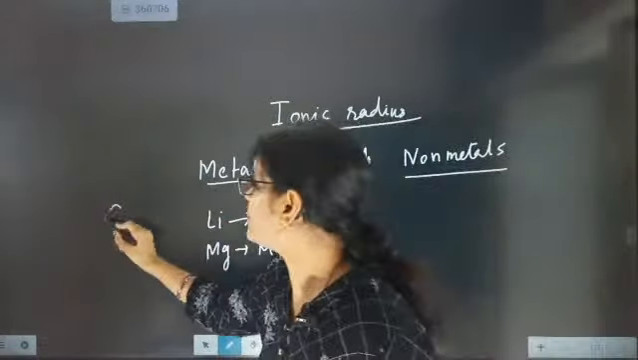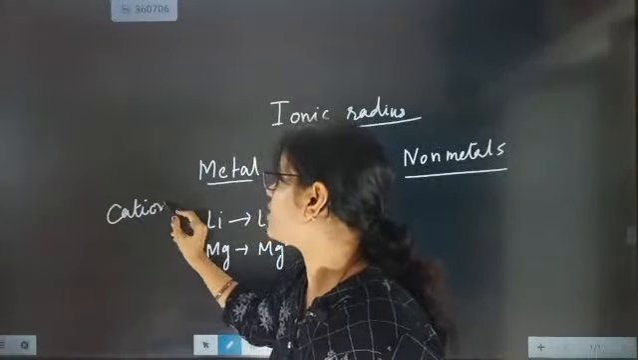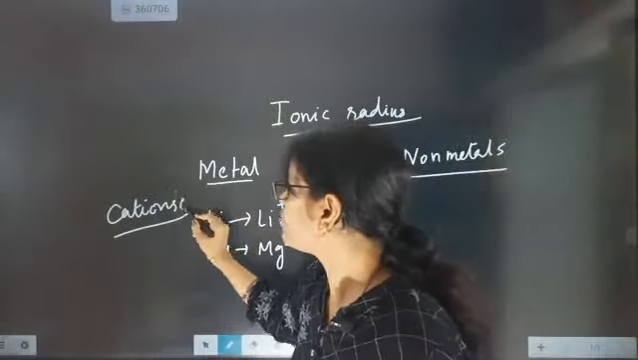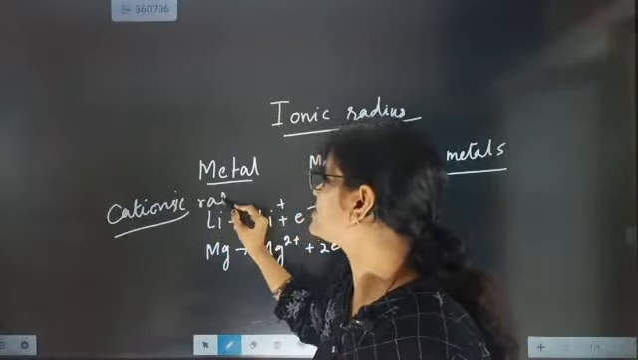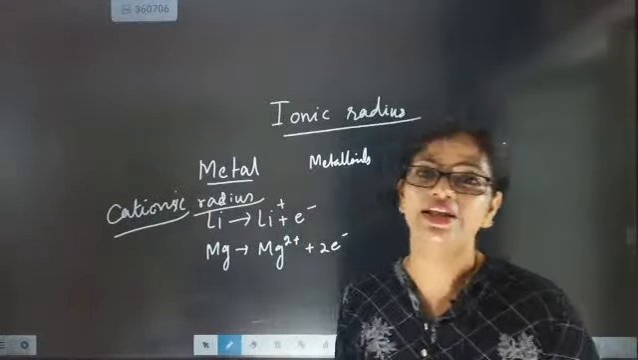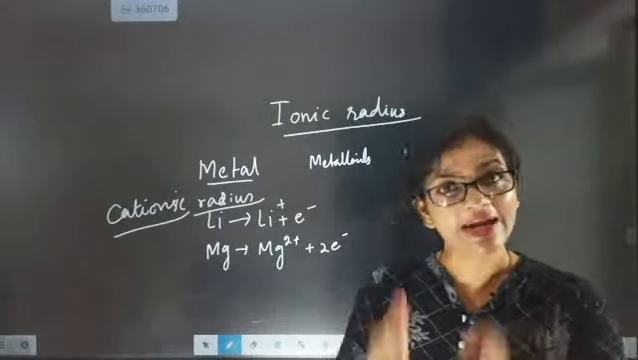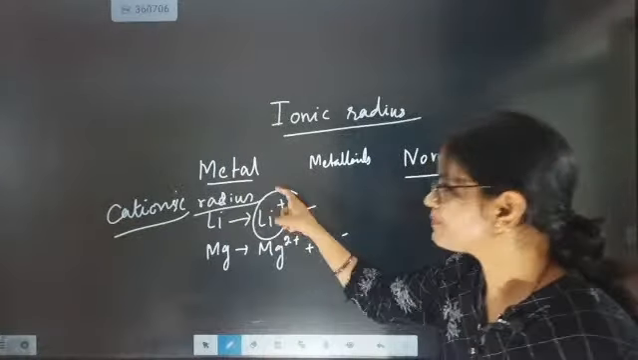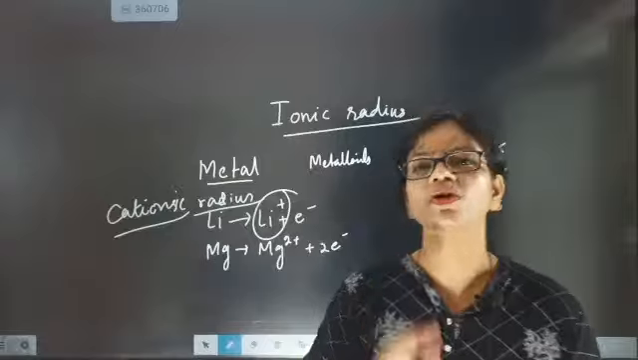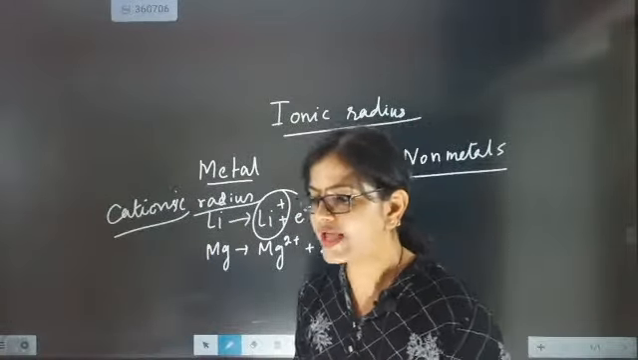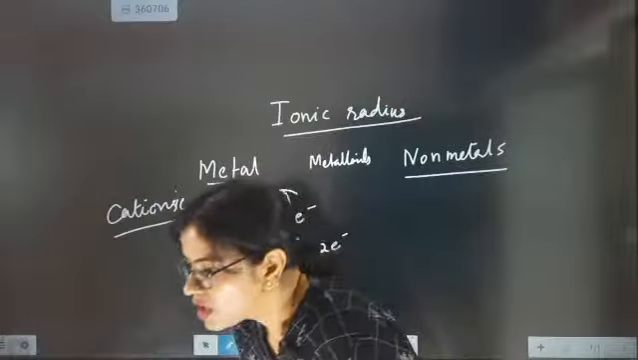What will they be forming? Cations. What radius will they have? They will have cationic radius. It means when an atom loses its electron and becomes an ion, the radius it has will be called cationic radius.